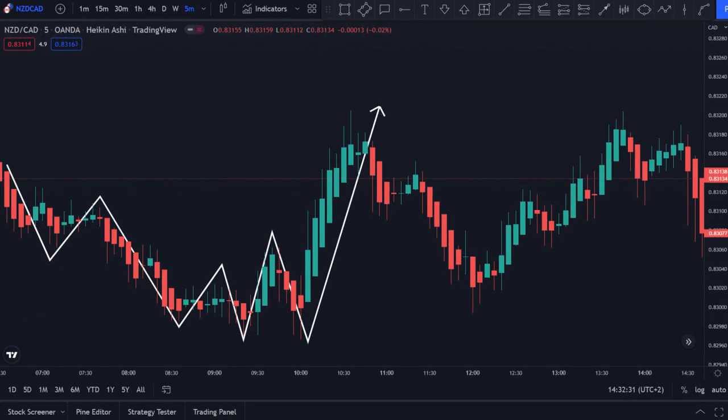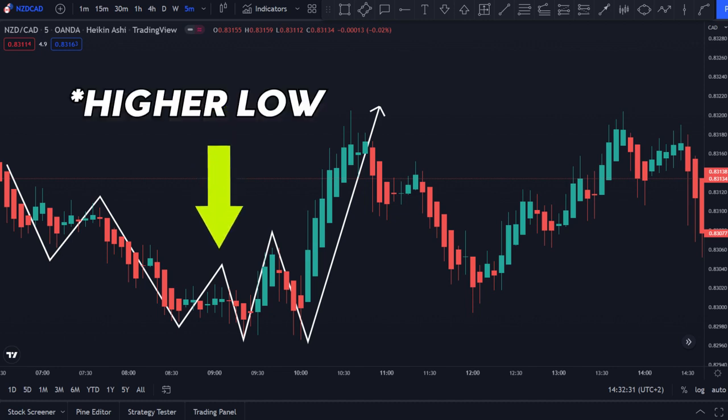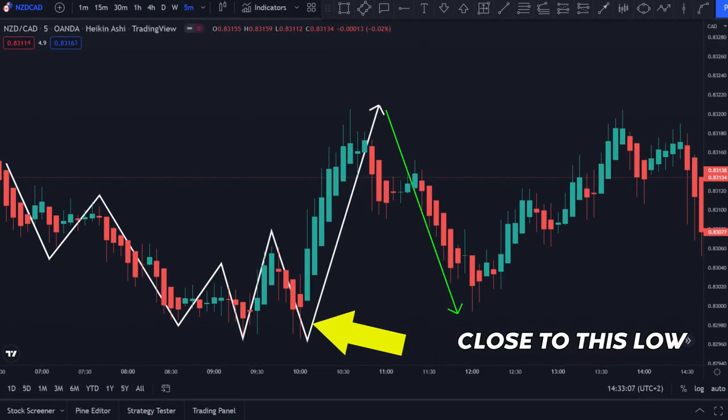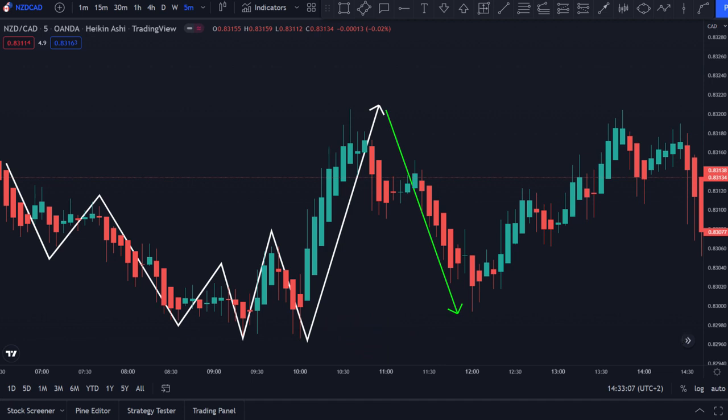Now we can see the correlation between the pattern and the chart, that it is the same thing. And we can also see that this low is broken to show us that the trend has changed from being bearish to bullish. So now what we need to do is wait for a retracement close to this low, and then wait for the price action of the Heikin Ashi to confirm that we might move higher.